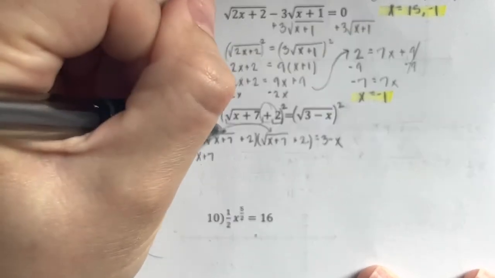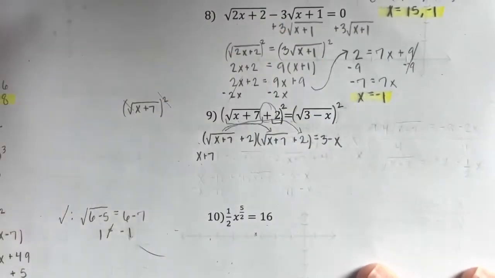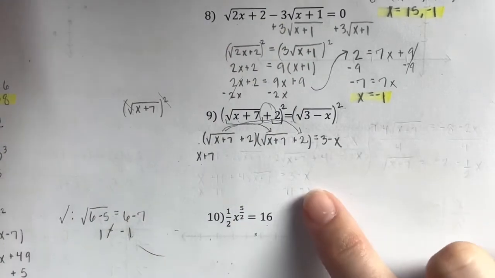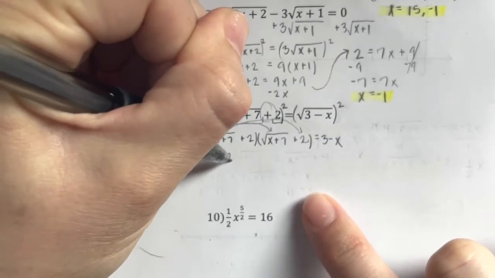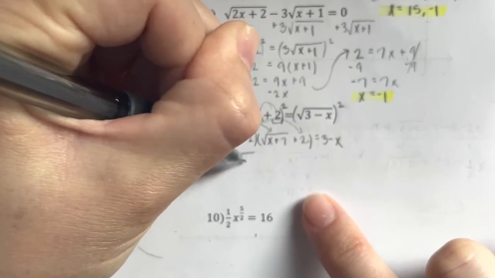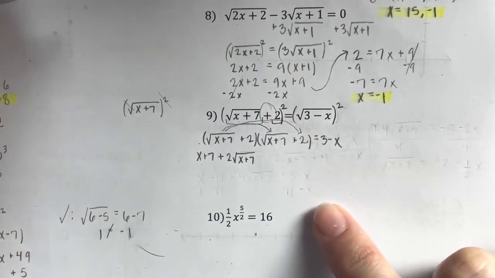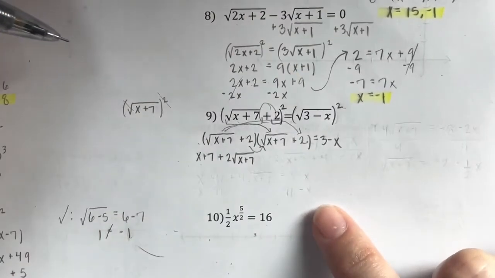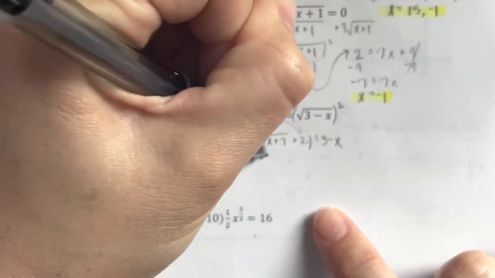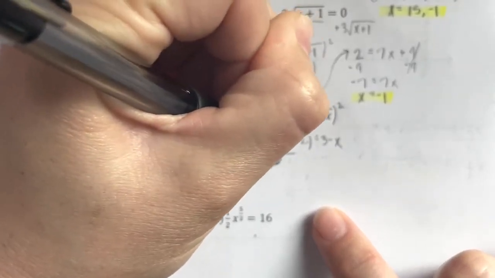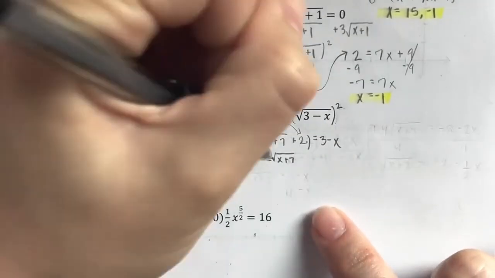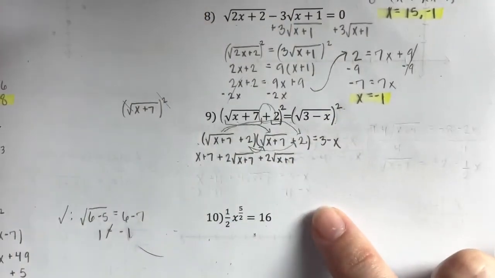And then when I multiply the square root of x plus 7 times 2, that becomes 2 times the square root of x plus 7. And then I have another 2 times the square root of x plus 7, so that becomes 2 times the square root of x plus 7 again. And then 2 times 2 for my last 2 terms gets me plus 4, and then equals 3 minus x.